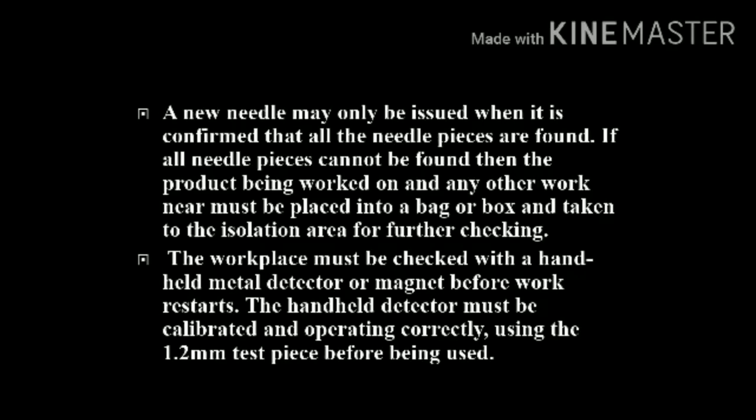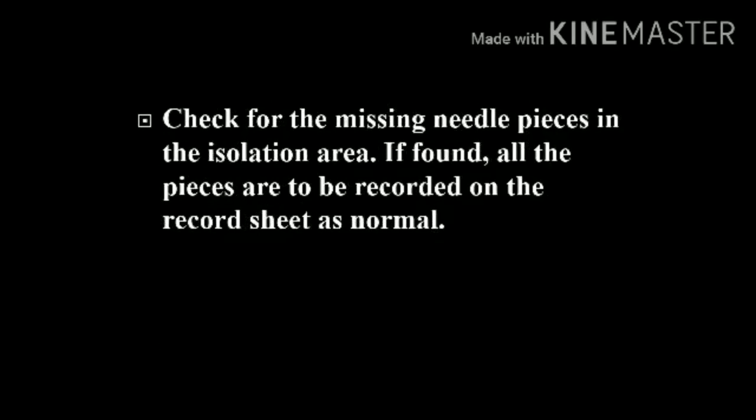If all needle pieces cannot be found, then the product being worked on and any other work gear must be placed into a bag or a box and taken to an isolation center for further checking. The workplace must be checked with a handheld metal detector or a magnet before work restarts. The handheld detector must be calibrated and operating correctly using the 1.2 mm test piece before being used. Check for the missing needle pieces in the isolation center. If found, all the pieces are to be recorded on the record sheet as normal.